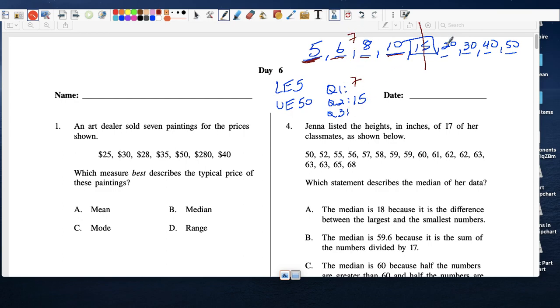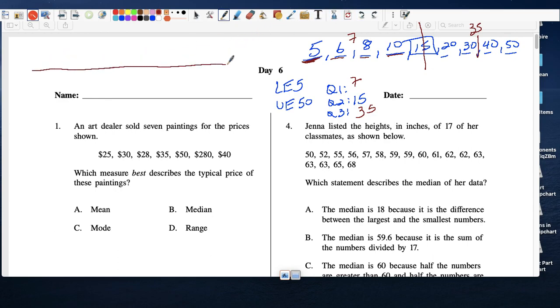Your Q3 is the middle number of the upper 50%. So 20, 40, 30, 20, 50, 30, 40. And what's between 30 and 40 would be 35. So we have your Q3. So now I have my 5 points.